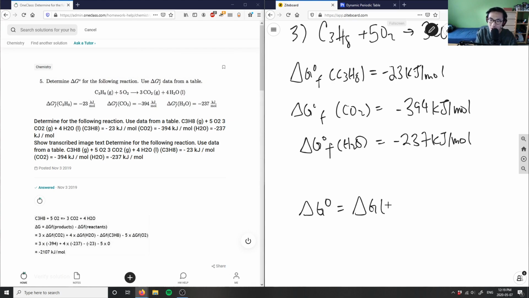delta G, or Gibbs free energy, of our products minus delta G of our reactants. So it's very, very similar to Hess's law, but it's rearranged for delta G, for Gibbs free energy.